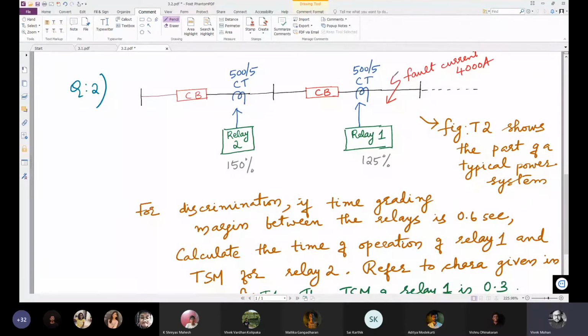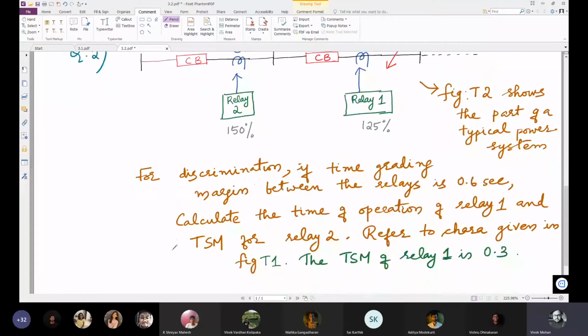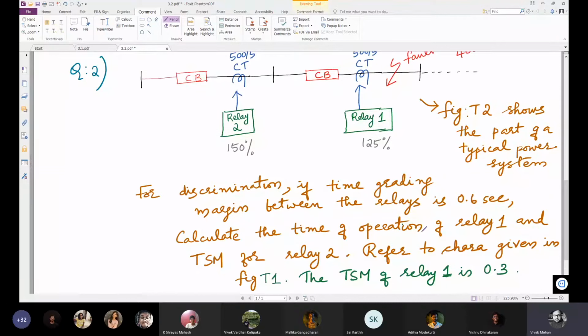Then the fault is happening at this point. The fault occurs at this point, and the fault current is 4000 amps. Fault current means primary CT current, not secondary CT current. This is the primary CT current. Now, two circuit breakers are also shown. Now, for discrimination, if the time grading margin between the relays is 0.6 seconds, what is the time grading margin?